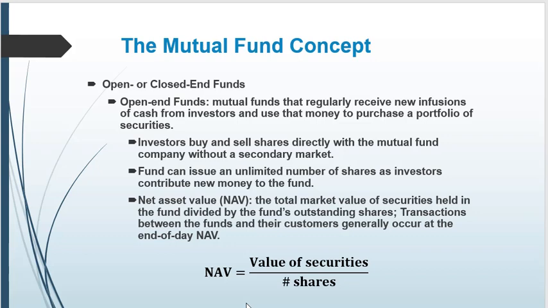So open-end funds get regular infusions of cash from investors, and they use that money to purchase a portfolio of securities. So investors buy and sell their funds, typically directly with the mutual fund. There's no secondary market. What that means is if you have mutual funds, you can't sell your shares of a mutual fund to another person. The technical word is that the mutual fund shares are redeemed. They go back to the corporation.